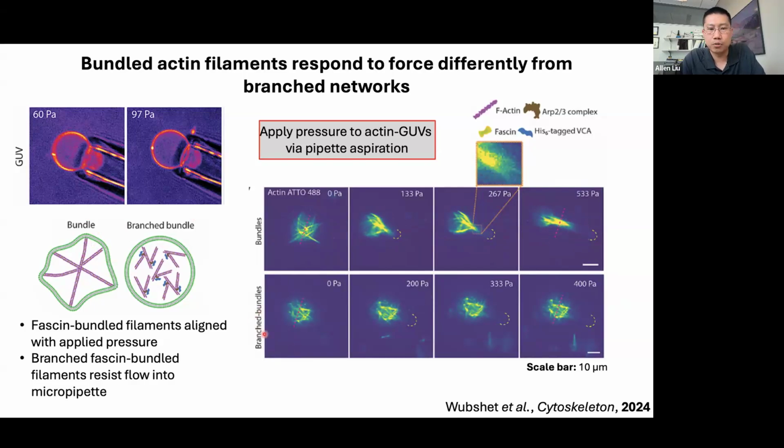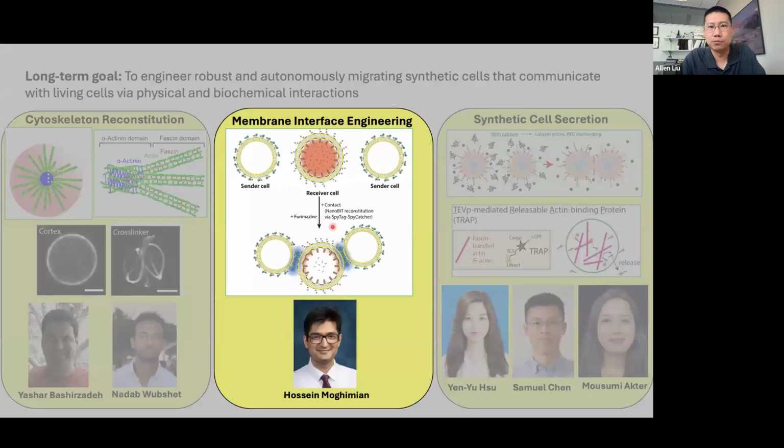Now, in contrast, when these bundles are cross-linked, they're actually a lot more rigid. So as you aspirate on the vesicle here, these cross-linked or branched bundles barely deform and basically resist the suction to a greater extent. So that sort of completes the first part. In the end, we have been able to build these actin cell skeleton vesicles as a model for cell mechanics study, and that is important to be able to eventually create this autonomous migrating cell. This is a long-term goal of ours.